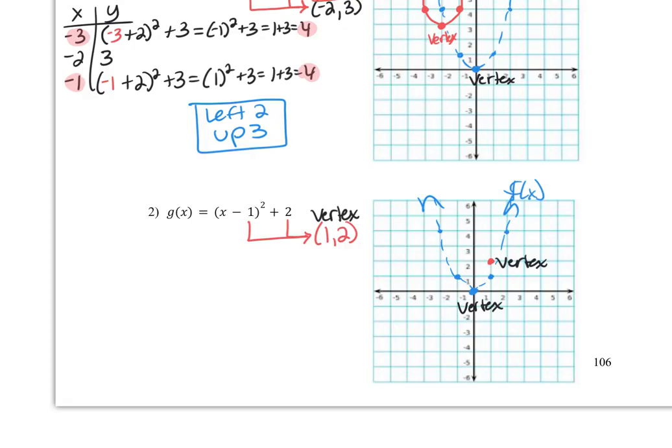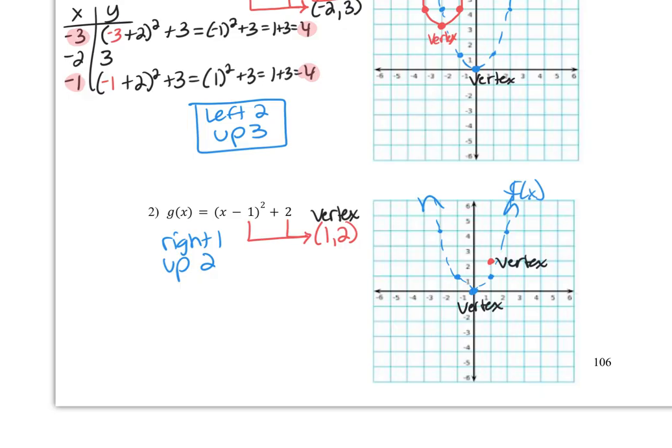So I'm going to do it the other way. I'm going to not do my table first. I'm going to try and see if I can figure it out just by seeing how my vertex moved. So here's where I started. Here's where I went. So I had to go up 2, right 1. And that's exactly what these numbers are telling me. Up 2, right 1. And those are the transformations.